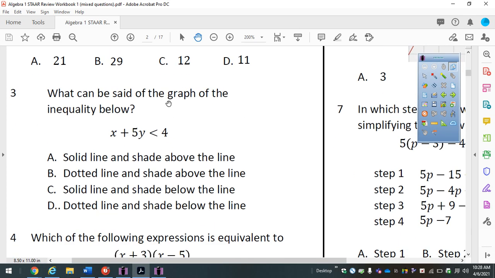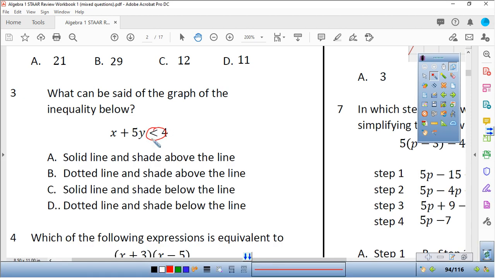Okay, what can be said about the graph of the inequality below? Okay, this one right here. Make sure you know: no equal sign, dotted. Because of this, it's dotted. You need to know that. Now, quickly review. You see this? Solid. We don't have this, so the solid ones are out. My bad. Solid ones are out.